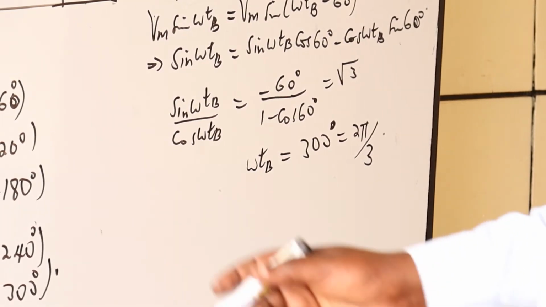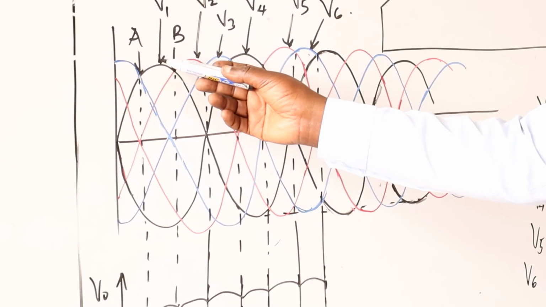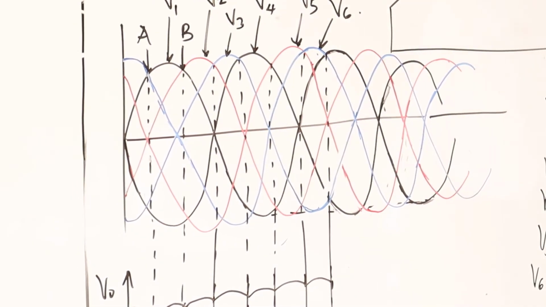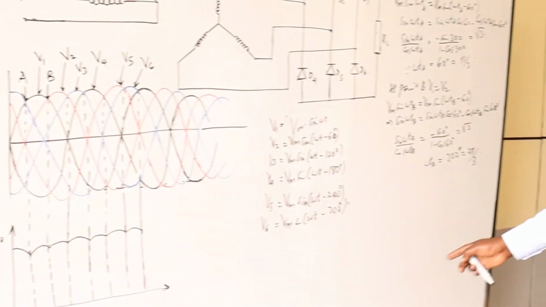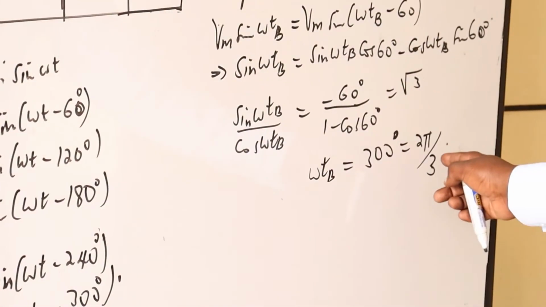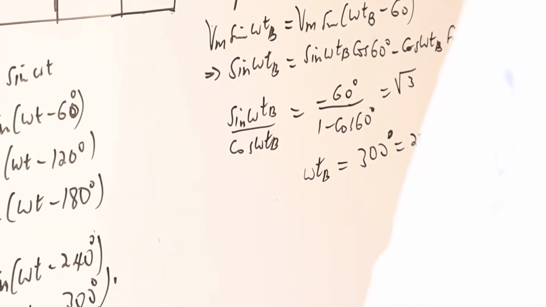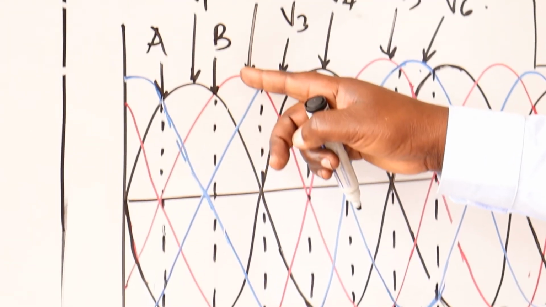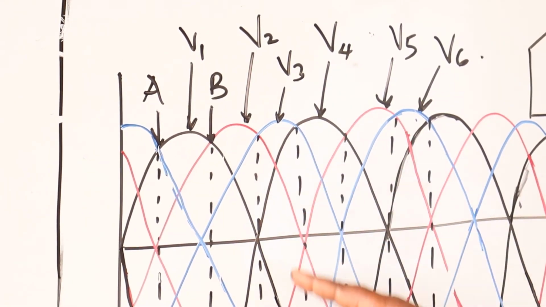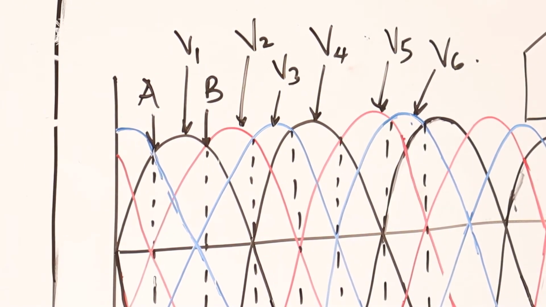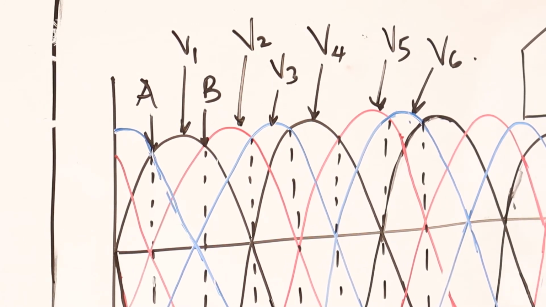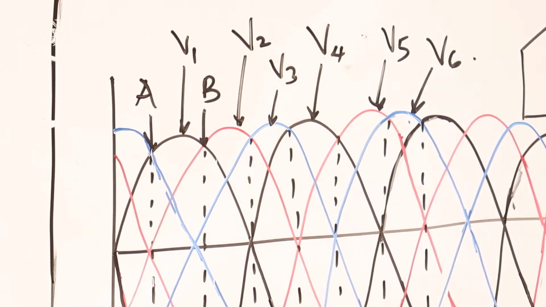So we can see the voltage V1 will be more positive between pi over 3 and 2 pi over 3, where it will be commutated. Then again, V2 will be more positive now from 2 pi over 3. So that's how they will be alternating. So we can do the analysis and get maybe the VDC.